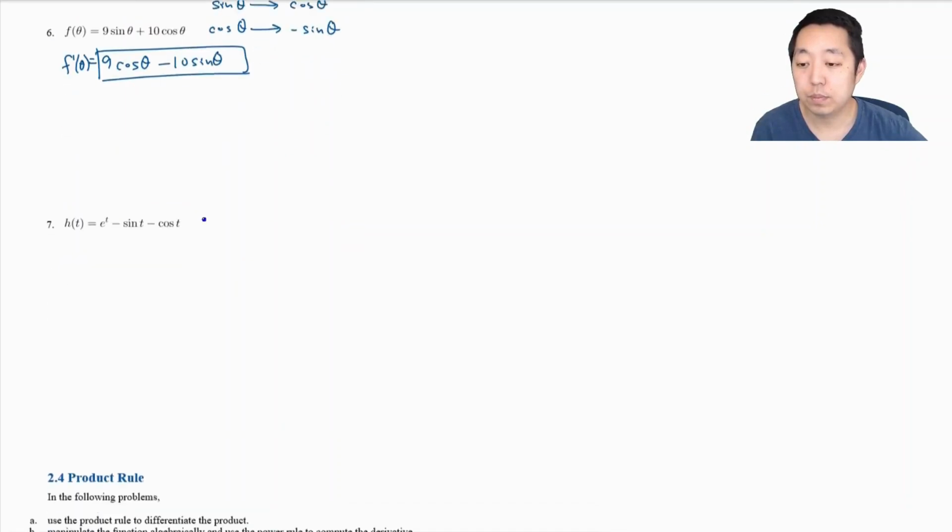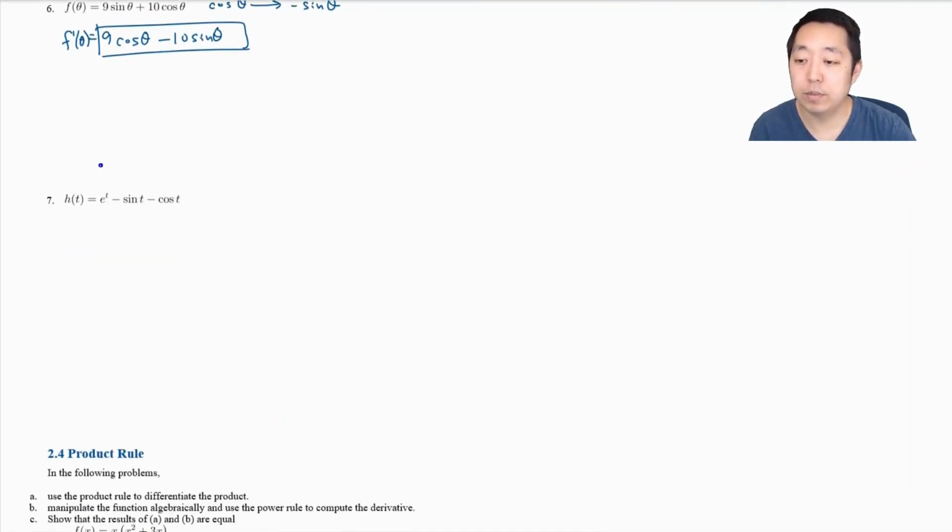Okay. And here we're going to be mixing a bunch of these. So h prime of t, the derivative of e to the t is just e to the t. Derivative of sine is cosine. And derivative of cosine is negative sine, so it'd be minus a negative sign, or plus sine t. Just change the sign like that.